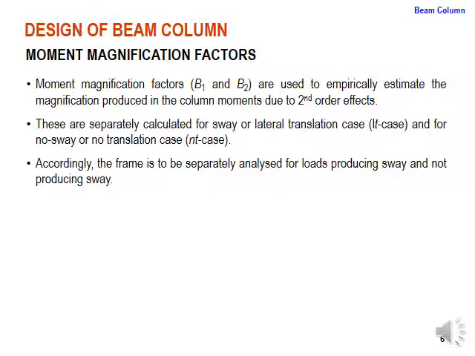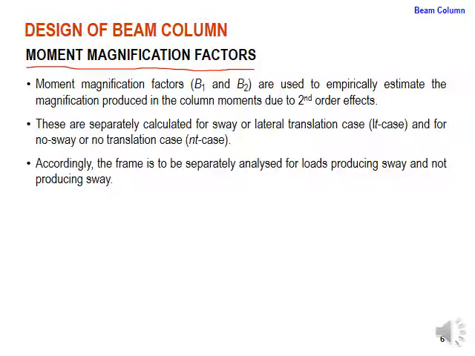Then come the moment magnification factors. That's what we discussed in lecture number 1 as multipliers. You do a simple first order elastic analysis for the column, and whatever results you get, you multiply by multipliers to get the moment magnification. Magnification means the second order effects.